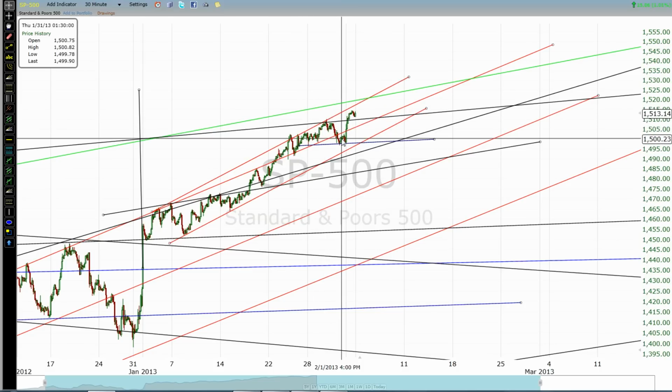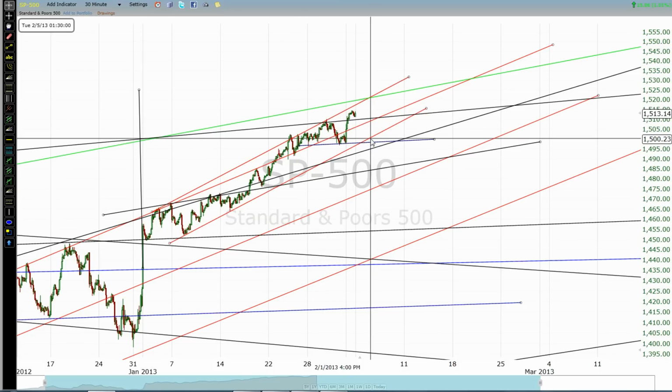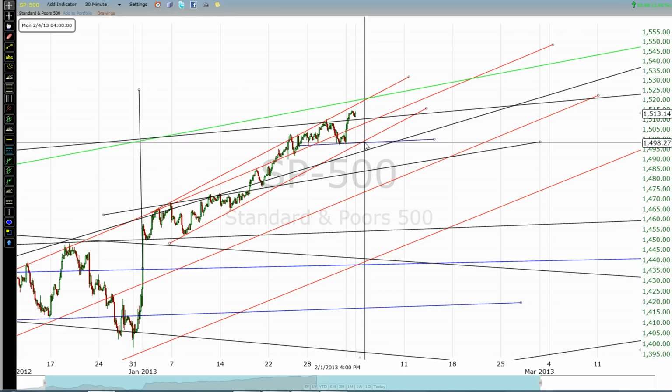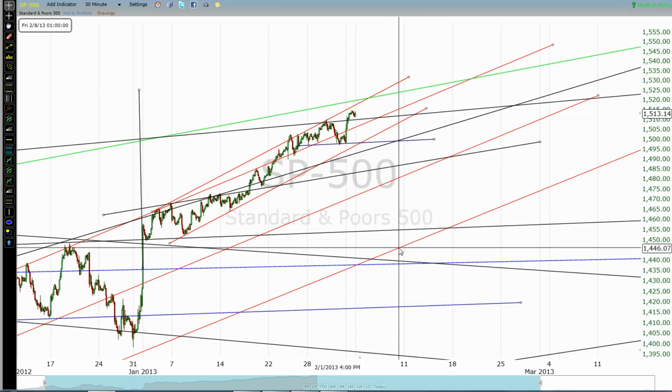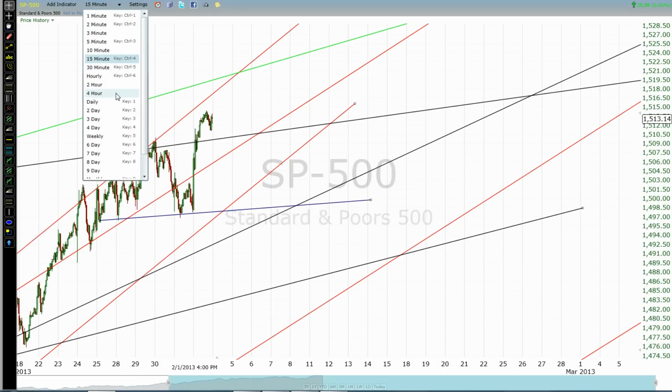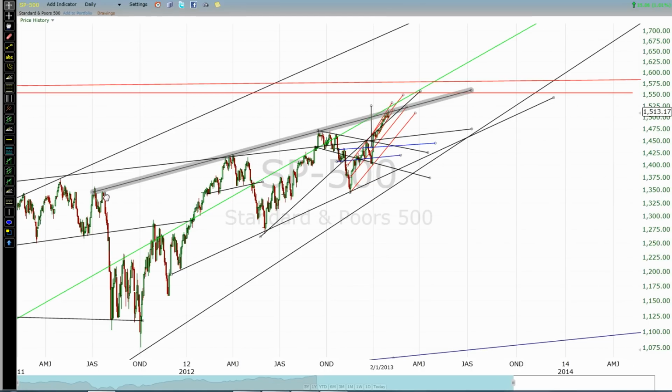I'm not saying that that's the way it is, but that's something to keep your eye on. If we do break this red line in tonight's trade, just keep your eye on this blue line, because I think once that blue line gets taken out, then we'll most likely see a fairly substantial sell-off into the 1440s.